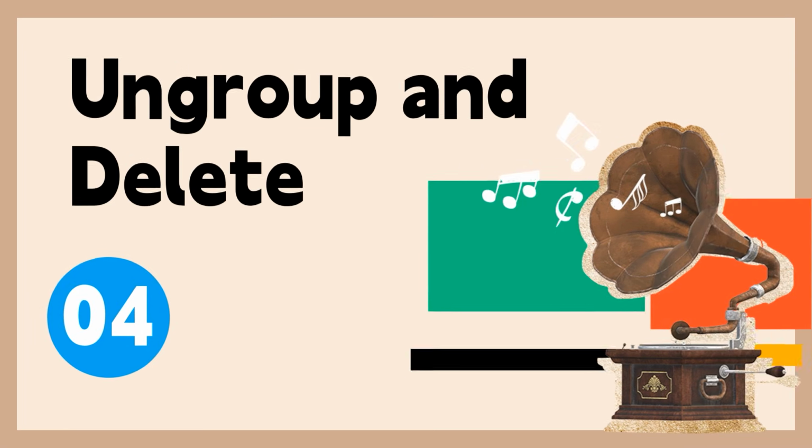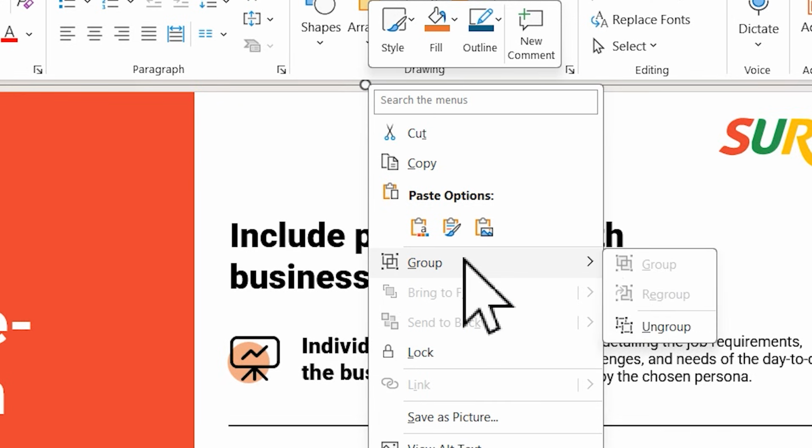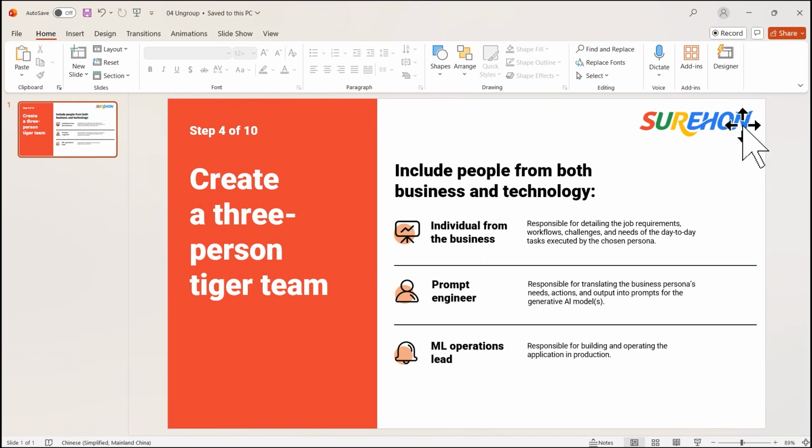The last situation is the easiest one. The logo may simply be grouped with other objects. Just ungroup it, and the logo becomes a separate object. Then you can delete it normally.